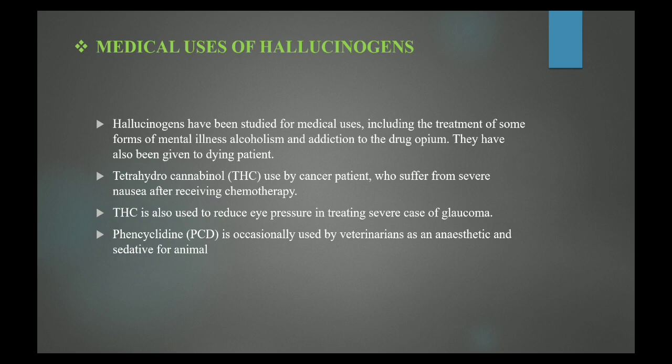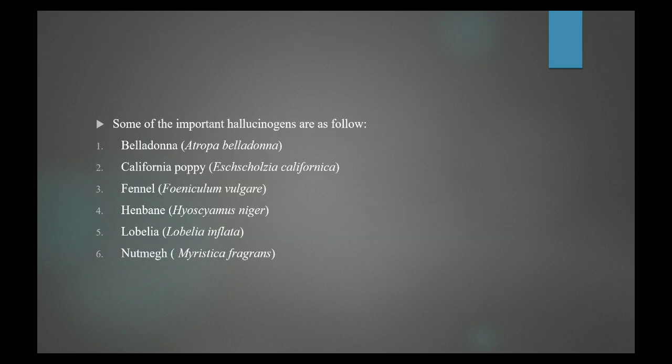Phencyclidine (PCP) is occasionally used by veterinarians as an anesthetic and sedative for animals. Some of the important hallucinogens are as follows: belladonna, datura, poppy, fennel, henbane, lobelia, nutmeg. Some of the important drugs used as hallucinogens.